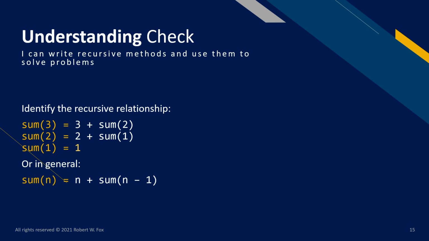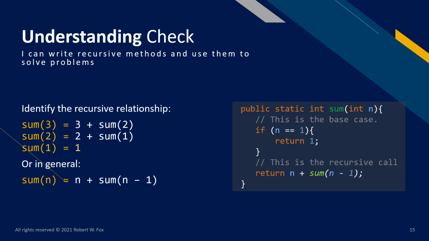First, we identify our recursive relationship. The sum of the first three numbers is 3 plus the sum of the first two numbers. And the sum of the first two numbers is 2 plus the sum of the first number. And of course, the sum of the first number is just 1. This is our base case. So in general, the sum of the first n numbers is n plus the sum of the first n minus 1 numbers. And here we can see that in Java code. If n equals 1, return 1. Otherwise, return n plus the sum of the first n minus 1 numbers.